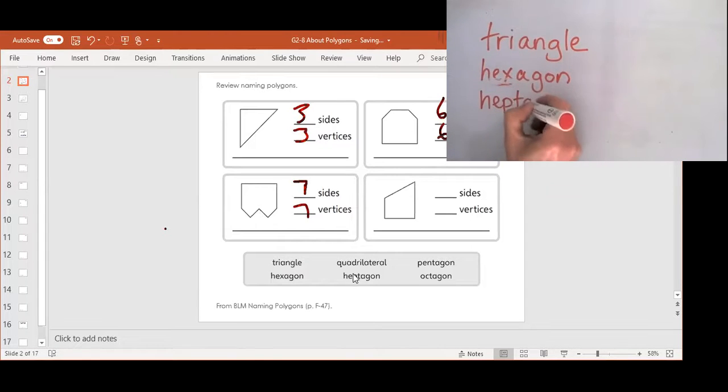I don't really have a special way of remembering that one. Just know if it's hex, it's for 6, so it can't be 6. Hep's got to be not 6.